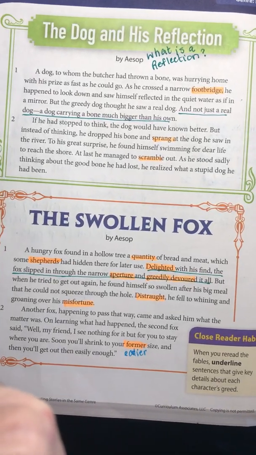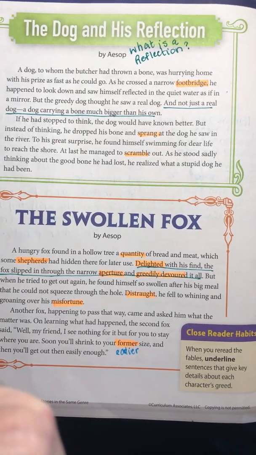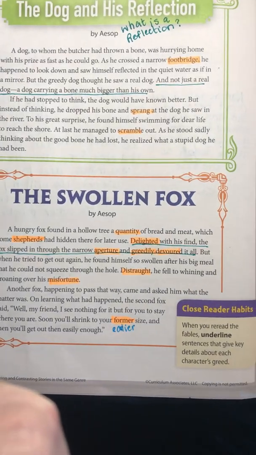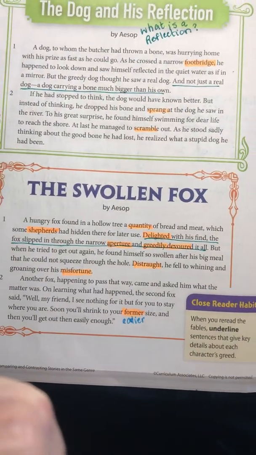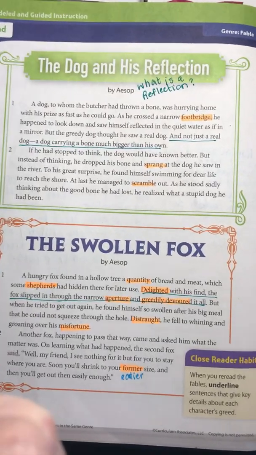Today you will read two fables. First you will read to understand what happens. Then you'll read to analyze by comparing and contrasting the fables. Let's talk about the dog and his reflection.